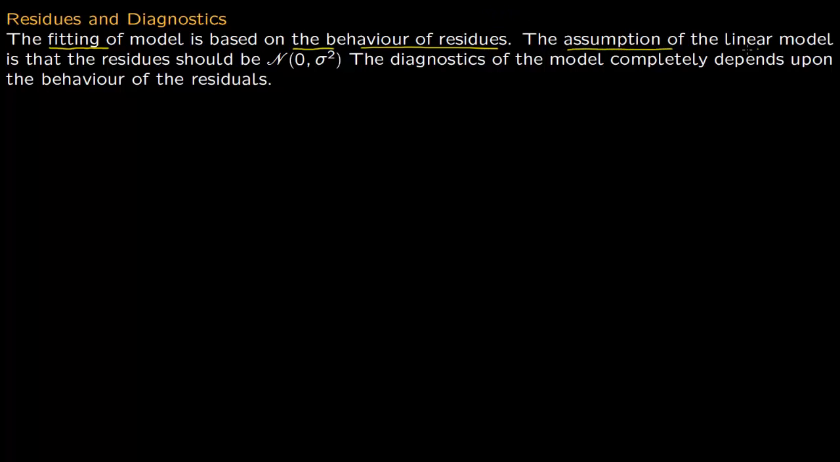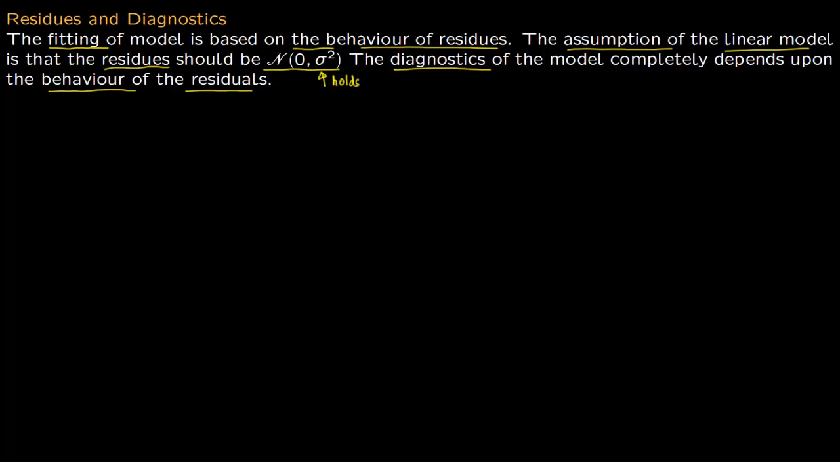And the assumption of the linear model is that these residues should be normally distributed with mean 0 and some constant variance. So we have to check whether this holds. And we also have to check whether there are any outliers in the data. So that is the purpose of this lecture. The diagnostic of the model completely depends upon the behavior of the residuals. So step 1 is you have already fitted the model. Now you want to check whether the assumptions for the linear model hold.